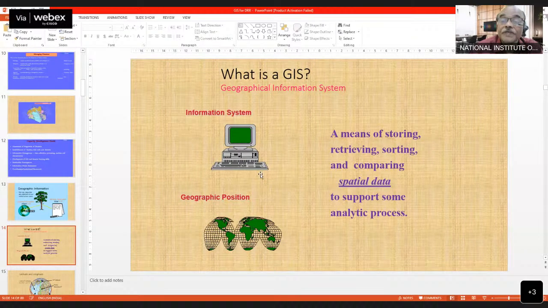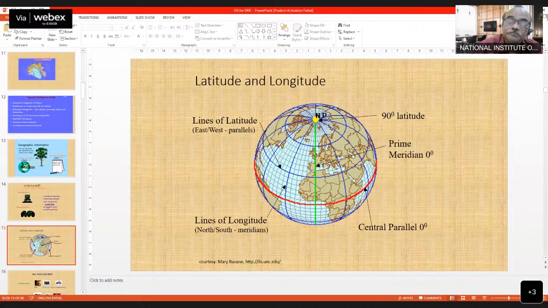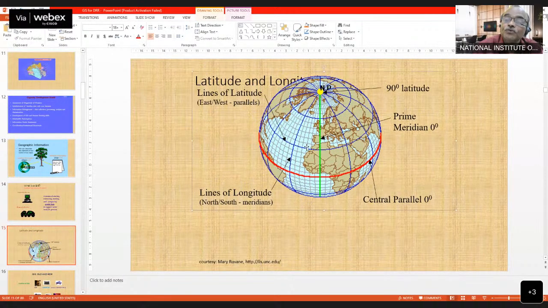So again, I'm telling you, GIS means storing, retrieving, sorting, and comparing of spatial data to support some analytic process. Here you see the lines of longitude, the green lines, yellow lines. Similarly, for latitude there are the horizontal lines. This red and green junction is 0,0. If you shift to this side, it will go, say, north, and this is north and this is south side. Similarly, top will go east and bottom will go west. Like this, you'll get the latitude and longitude in degrees, minutes, seconds, and also decimal.